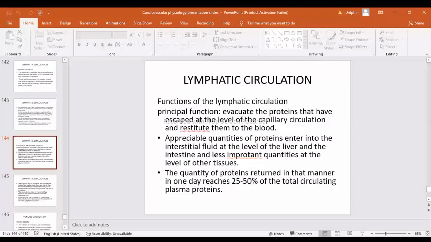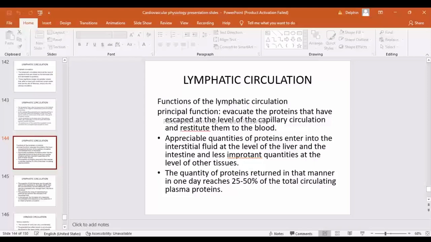The function of lymphatic circulation is to evacuate protein that escaped at the level of capillary circulation and to restitute it to the blood. Remember, during blood circulation, we have plasma protein, but at the level of the capillary, some can escape and are removed from the intravascular system. They enter the interstitial space. To correct this, the function of lymphatic circulation is to restore this escaped protein into blood circulation.